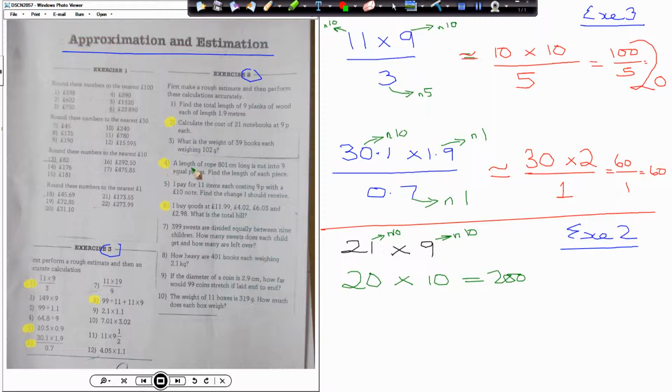This one here. A length of rope 801 centimeters long is cut into 9 equal pieces. Find the length of each piece. What is the actual calculation, Yusuf, for that question? How would you do the calculation? So using those numbers, what do they want you to do? They want you to add the numbers, multiply, divide, take away. How do we solve it?